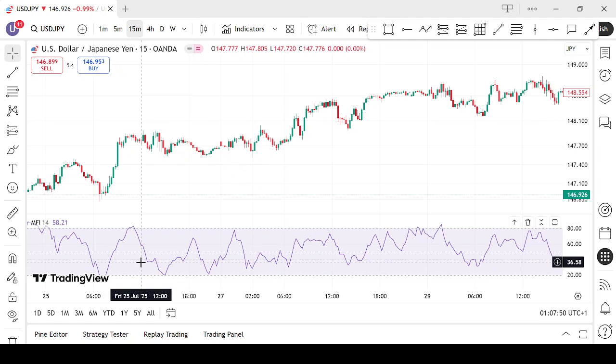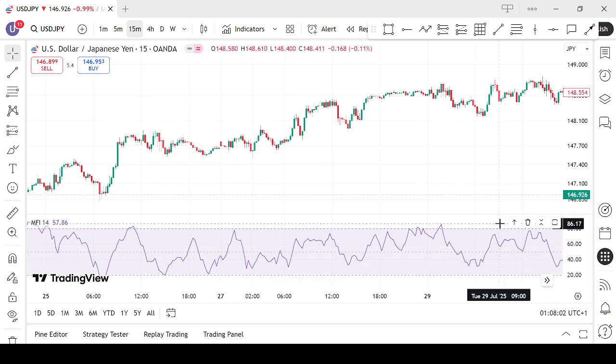We just need to keep in mind some key features, such as the oscillating range. The MFI moves between 0 and 100, with values above 80 indicating overbought conditions and values below 20 indicating oversold conditions. So once it's above 80, you know that we're in an overbought condition. Once it's below 20, we know that we are in an oversold area in the market.